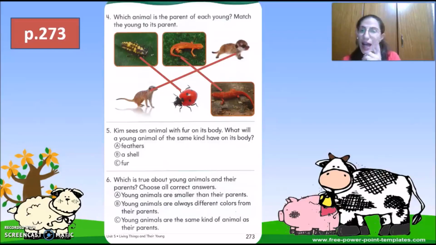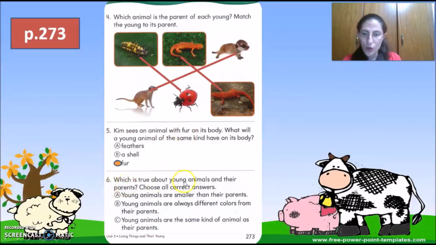So if he saw an animal with fur on its body, what will the young animal of the same kind have? And we know that the young animals share the same body coverings as their parents. You know, covering is the thing that covers your skin, such as feathers, shell, or fur among the animals, right? So if the parent animal is covered with fur, what will the young animal's body be covered with? A, feathers? Of course not. B, a shell? Of course not. C, fur? Correct. Because the young animal will be covered with the same body covering as its parent, and the parent animal is covered with fur. That's why we chose C. The young animal will also be covered with fur such as its parent.